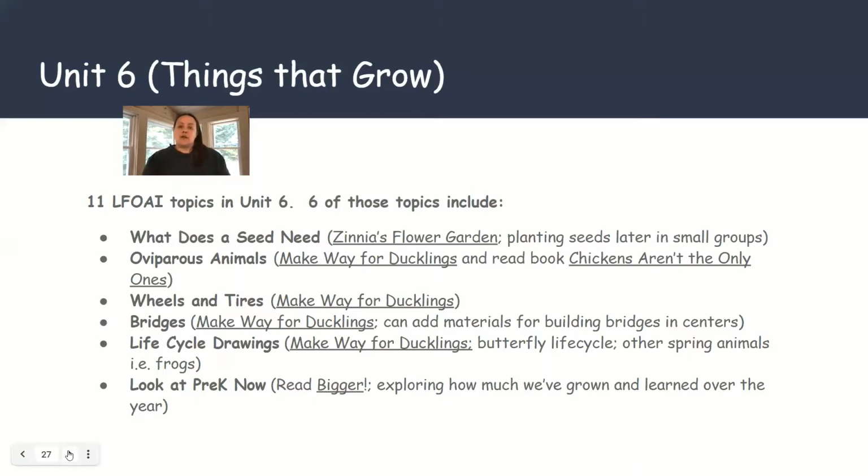We do life cycle drawings. We refer back to the butterfly life cycle, which we did in the fall, and then look at spring animals that they may be seeing out in their world. And then we're also looking at pre-K now. So we're thinking about our pre-K students and they're thinking about when they were babies and how they've grown throughout the years and they're getting ready to go to kindergarten. And then they're also researching kindergarten. So this year we sent a letter to the kindergarten teachers and asked them to tell us about kindergarten because we couldn't go visit. We just kind of stayed in our own pre-K world during our COVID year.